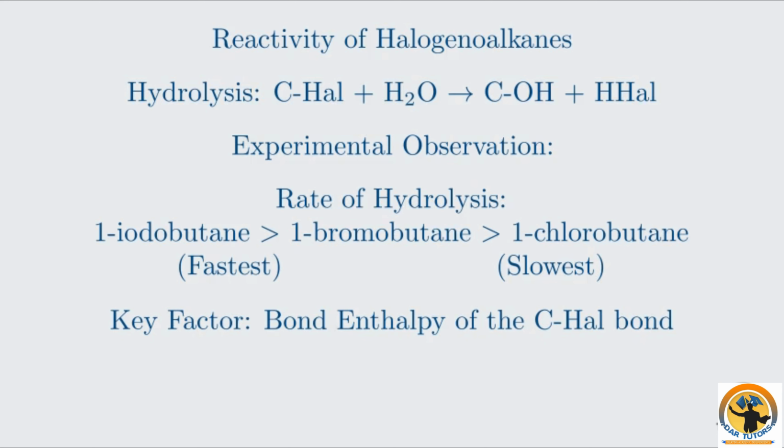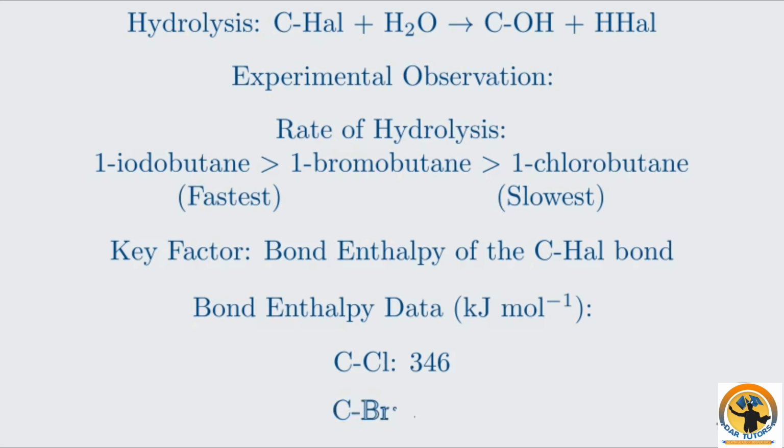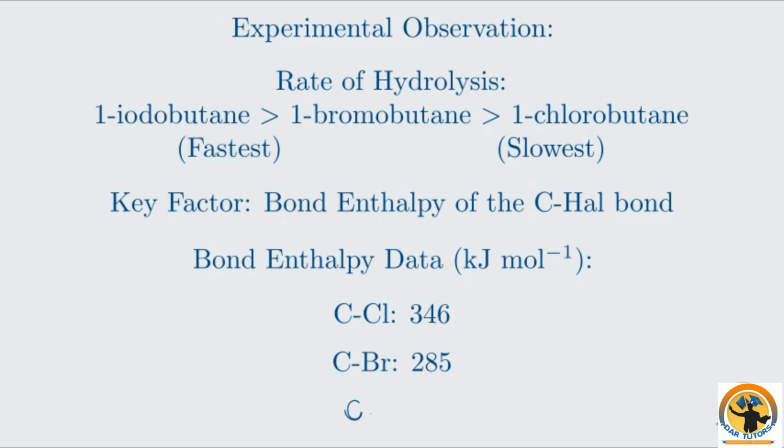Let's compare their average bond enthalpies from the data booklet. We find that the C-Cl bond is the strongest, with an enthalpy of 346 kJ per mole. The C-Br bond is weaker at 285 kJ per mole. The C-I bond is the weakest at 218 kJ per mole.